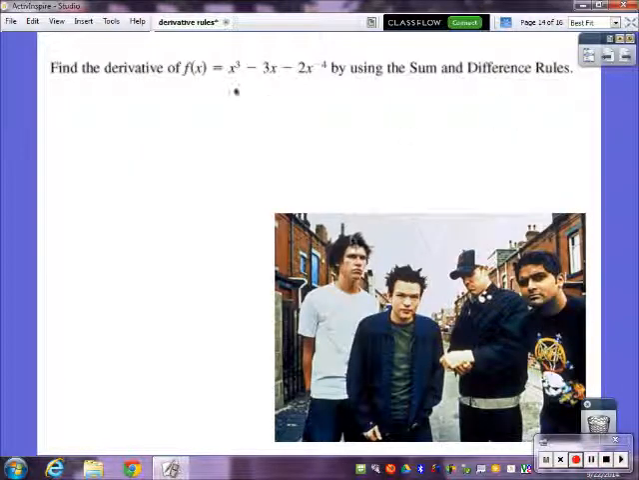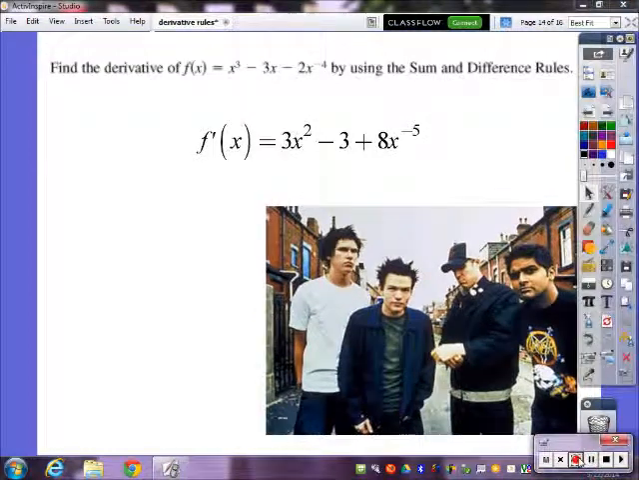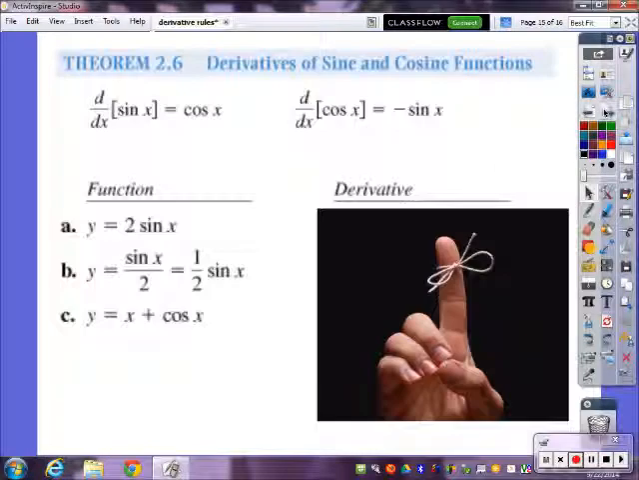Similar setup here. The derivative of x cubed will be 3x squared. The derivative of negative 3x will be negative 3. And then here, the derivative of negative 2x to the negative 4 would be 8x to the negative 5. So f prime of x would equal 3x squared minus 3 plus 8x to the negative 5th. You could rewrite this as a fraction, 8 over x to the 5th. Either would be acceptable.